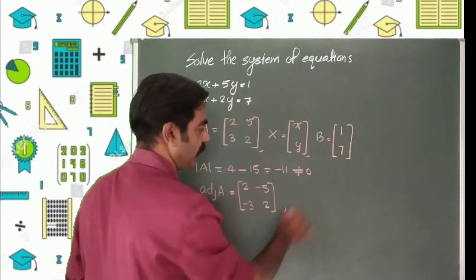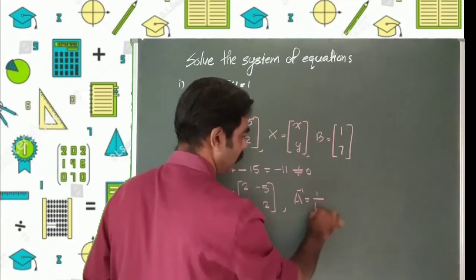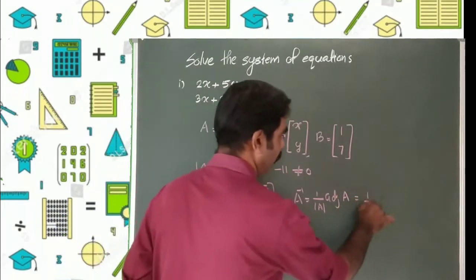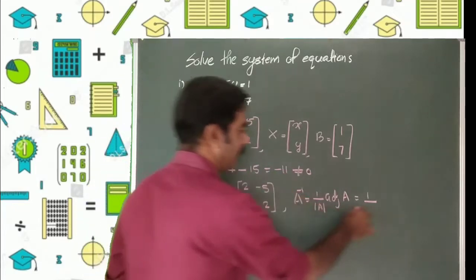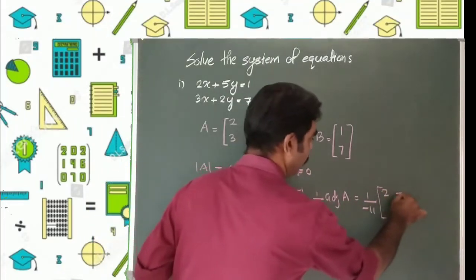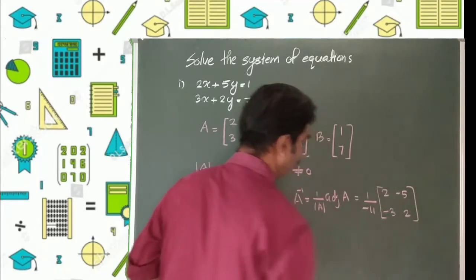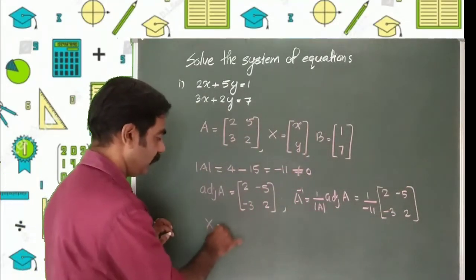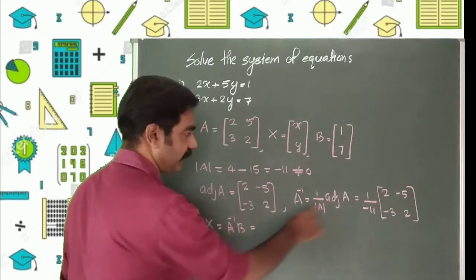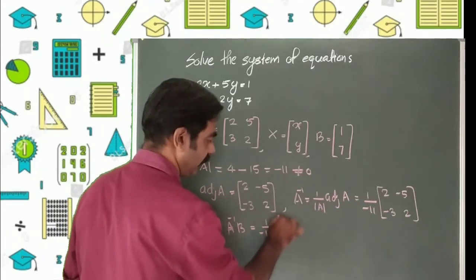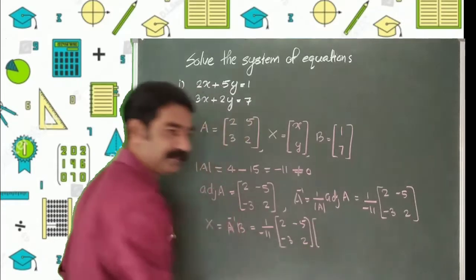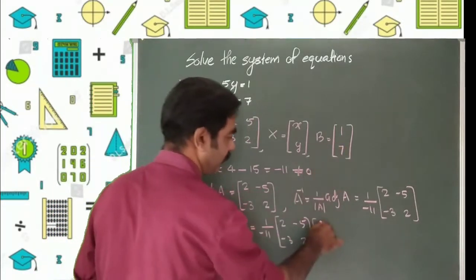So after getting adj A, we have to find A inverse. A inverse is equal to 1 by det A into adj A. det A is equal to minus 11. So 1 by minus 11 into adj A, and adj A is 2, minus 5, minus 3, 2. So we got A inverse. Now X is equal to A inverse into B. A inverse is 1 by minus 11 into 2, minus 5, minus 3, 2, into B. B is the column matrix 1, 7.